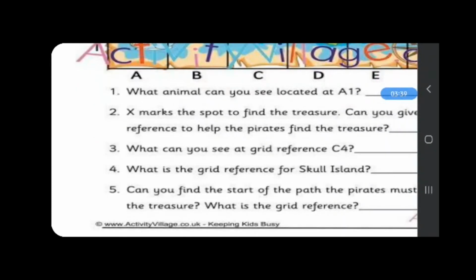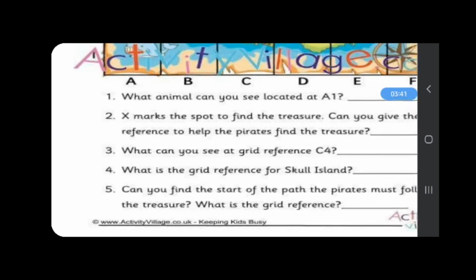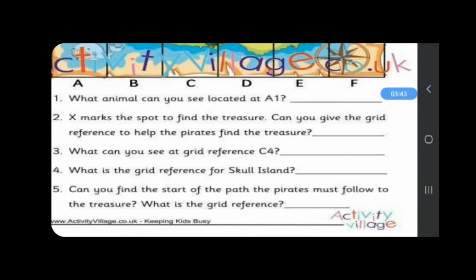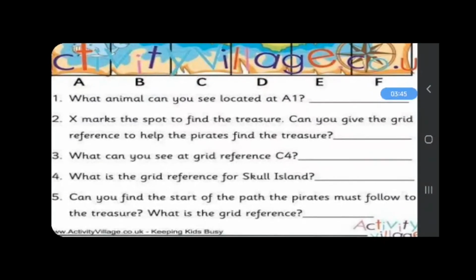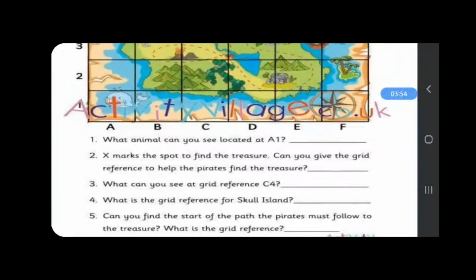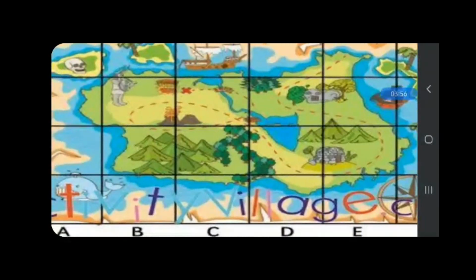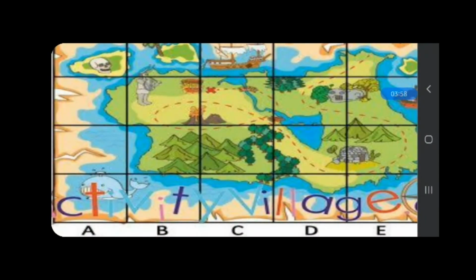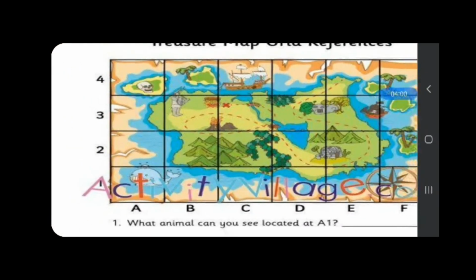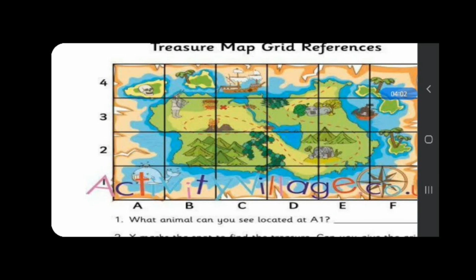Next is, X marks the spot to find the treasure. Can you give the grid reference to help the pirates find the treasure? So yes, we can give the grid information to help the pirates find the treasure. X, here you can see X. So it is given in grid 3C.